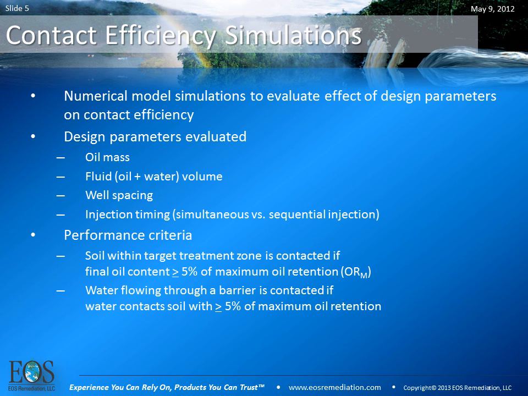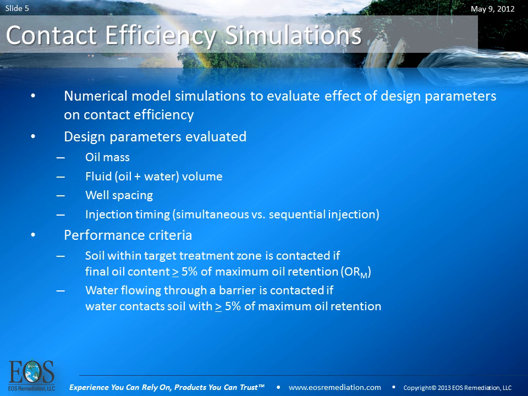The closer you put your wells, the better your distribution, but your costs will go up. Injection timing is another one. Do you inject one well at a time? Do you inject all your wells at once? Do you manifold them up, or do you do a sequential injection? Perhaps inject wells 1, 3, and 5, and then do wells 2 and 4 following that. These design parameters will directly affect your cost at the end of the project. Performance criteria.